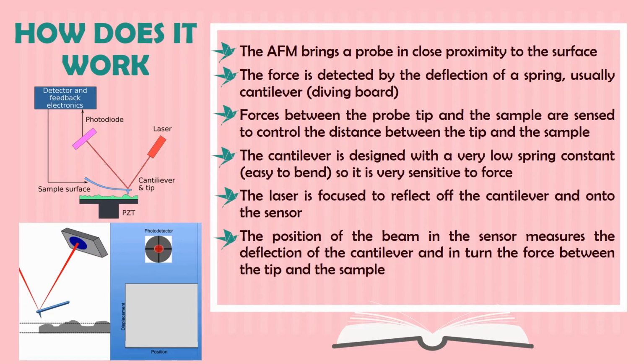So, how does AFM work? The first step is that the AFM brings a probe in close proximity to the surface. The force is detected by the deflection of a spring, usually the cantilever, and then the forces between the probe tip and the sample are sensed to control the distance between the tip and the sample. The cantilever is designed with a very low spring constant, which is easy to bend, so it is very sensitive to force. The laser is focused to reflect off the cantilever and onto the sensor. The position of the beam on the sensor measures the deflection of the cantilever and, in turn, the force between the tip and the sample.